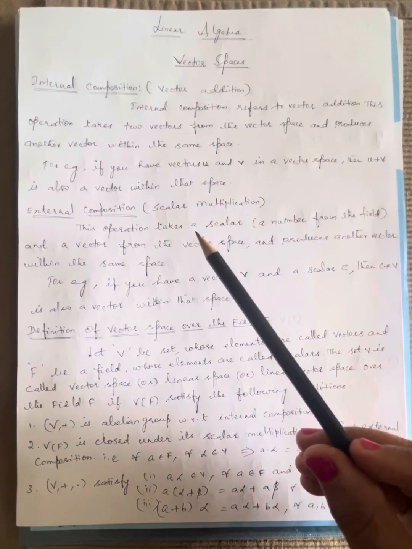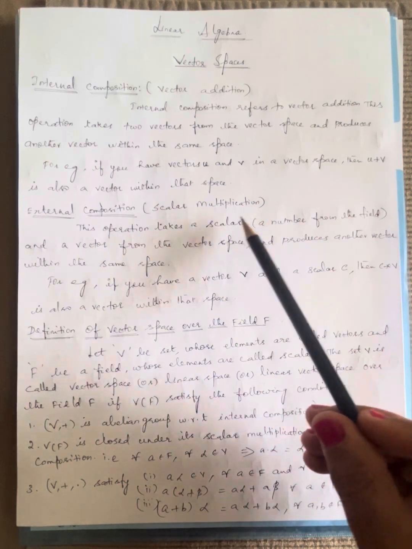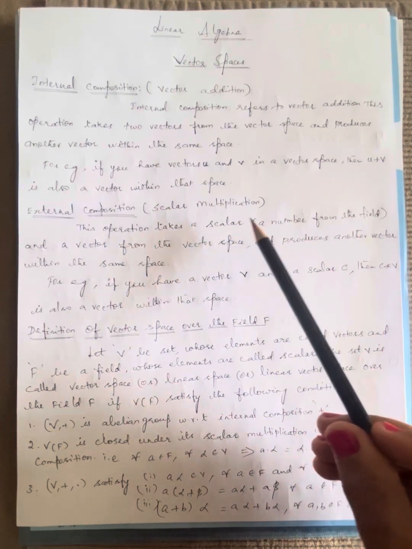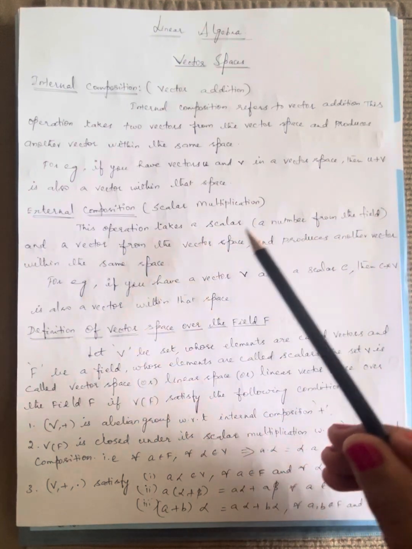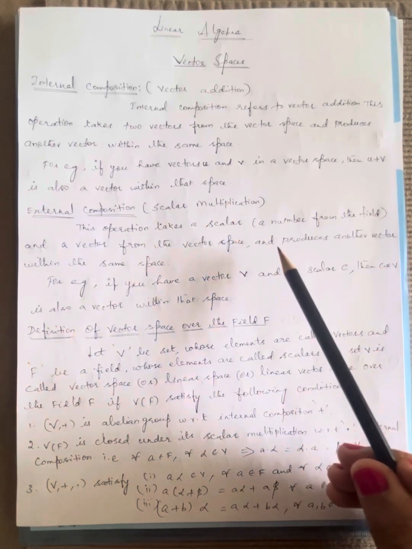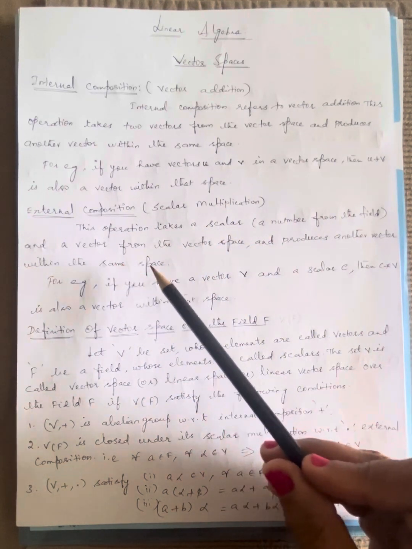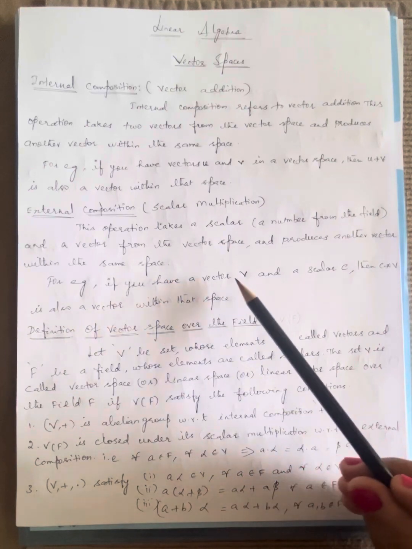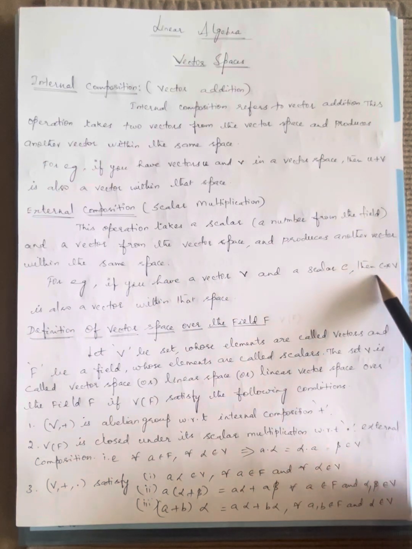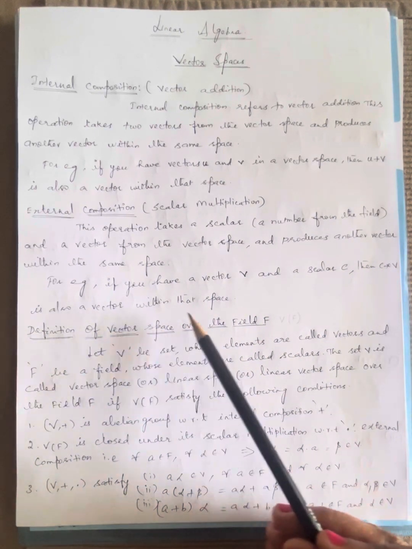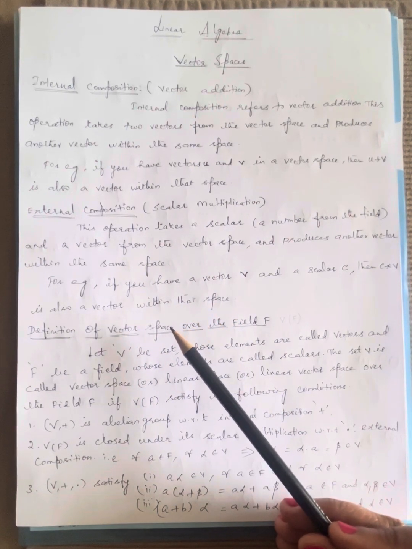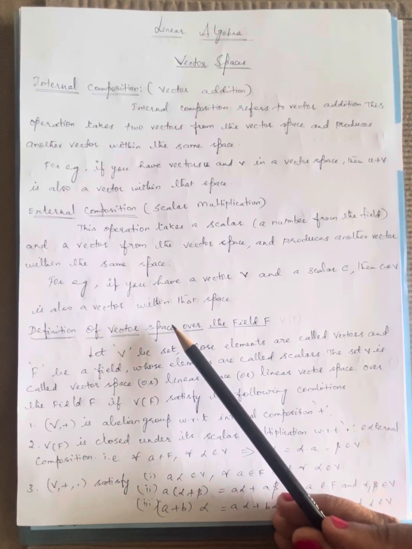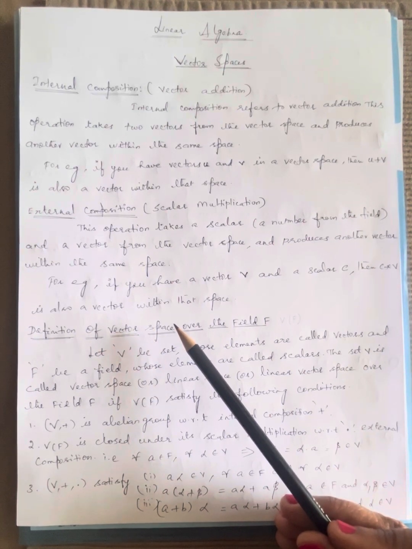For external composition, this operation takes a scalar, that is, we are taking a constant. A scalar is nothing but a constant number from the field F, and a vector from a vector space, and we combine both of them by scalar multiplication, which produces another vector within the same space. For example, if we have a vector v and a scalar c, then c star v, which can also be written as c dot v, must also be a vector within that space. Then it is called an external composition. The simple way of understanding is: internal composition refers to vector addition and external composition refers to scalar multiplication.